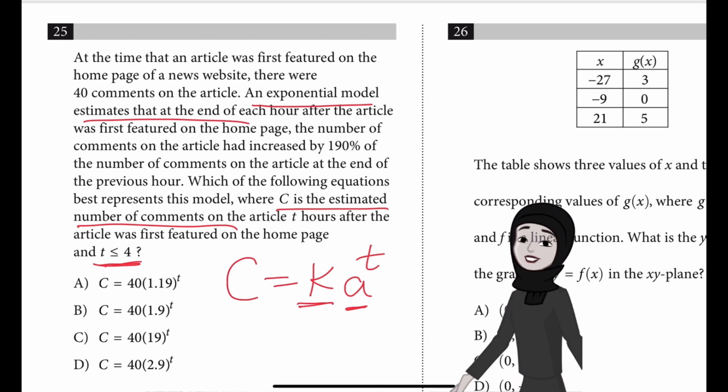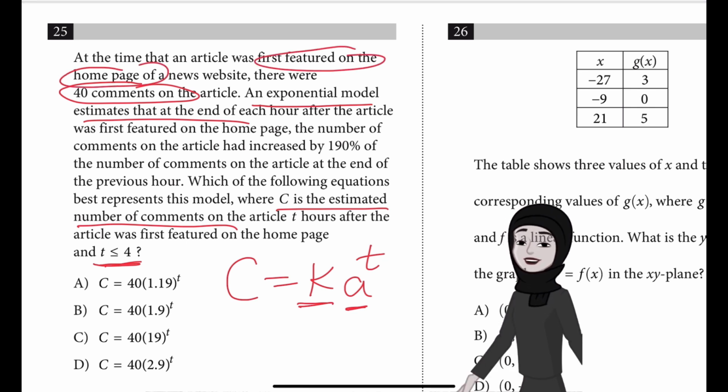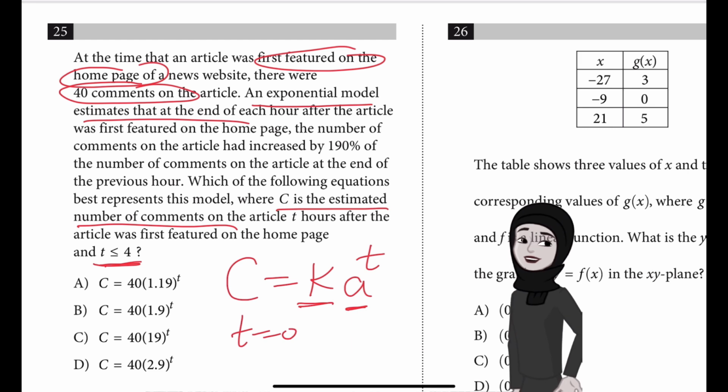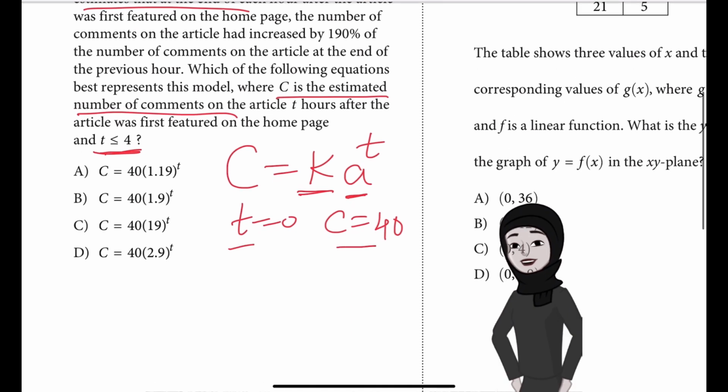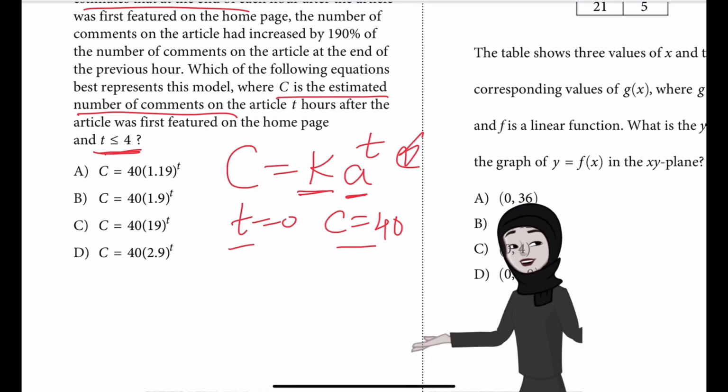So, what is given? It's given that when the article was first featured on the home page there were 40 comments. So how many comments were there at the beginning? That means when T is equal to 0, C is equal to 40. So we will substitute this T and C in the exponential equation and see if we can get the value of any of the constants.